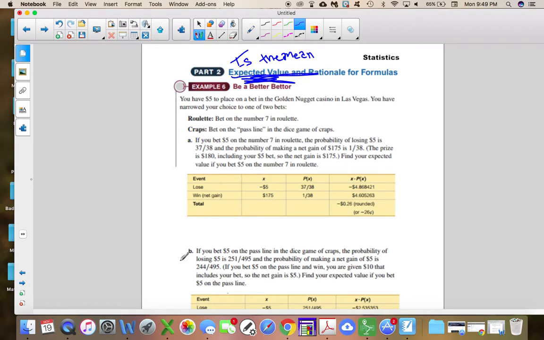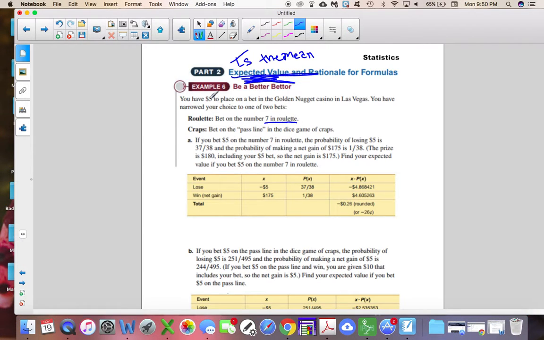Okay, so what we're doing here for expected value is we are, in example 6, placing bets here. So we have an A and a B, and we're trying to decide which one is the better bet. Do we want to bet on the number 7 in roulette, or do we want to bet on the pass line in the dice game of craps? I have no idea what these games are, but they're going to explain that down below here.